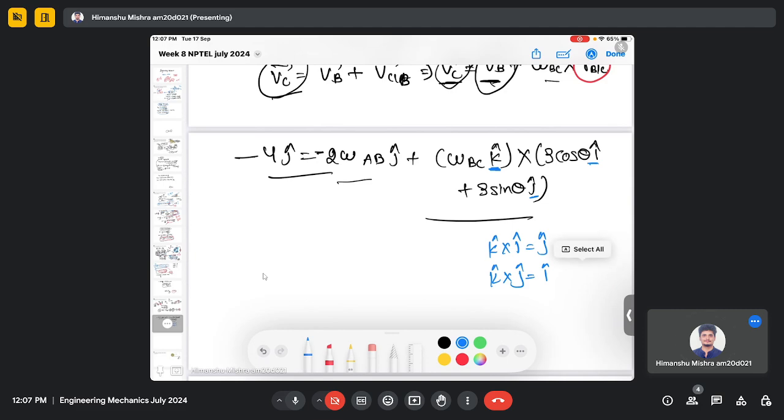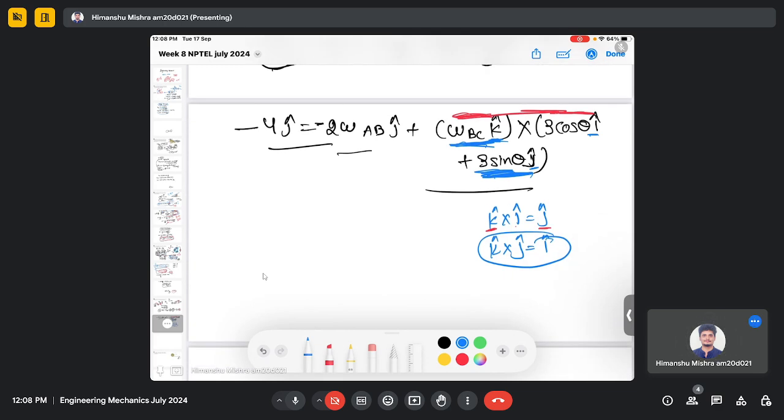So this cross product will give you the i component, because this is k cap into j cap, and this one will give you the j component, because when you do the cross product of k cap with i cap, it will give you a j cap. So this will give you the j component, and this will give you the i component. This is the y direction.